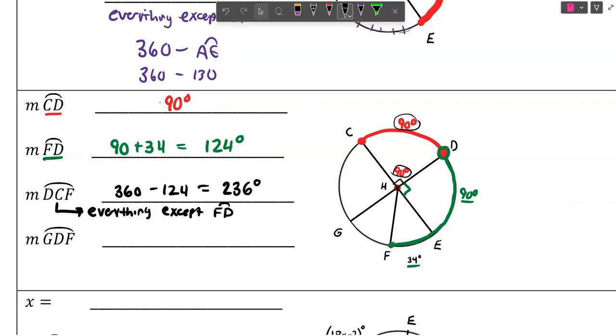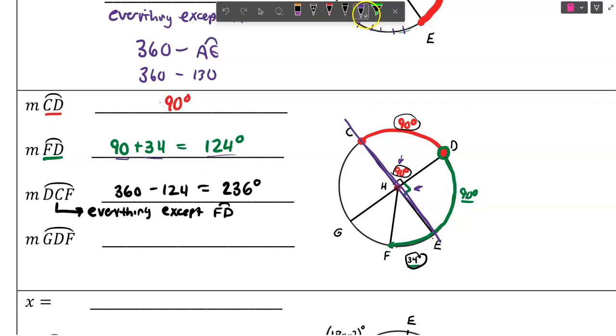Next was FD. So we're going to start at F and then go the shortest distance we can get to D, which is going to be around this way. Now there are two numbers we need to know. First is a 34, which is F to E. And then ED ends up being 90, and the reason is because of the diameter CE. That cuts the circle into two equal parts. Since this was 90, that automatically makes that 90. So 90 plus 34 is 124.